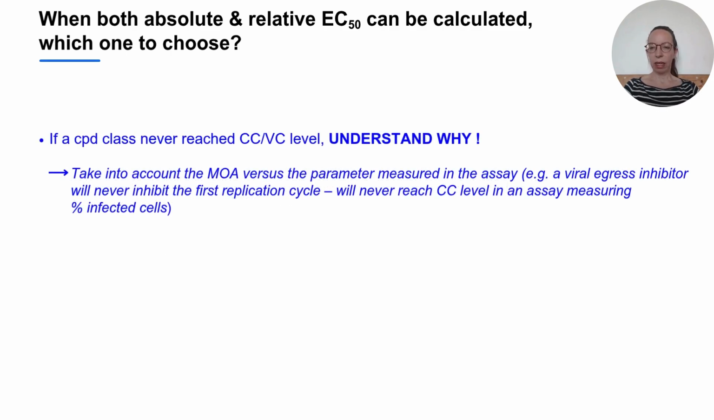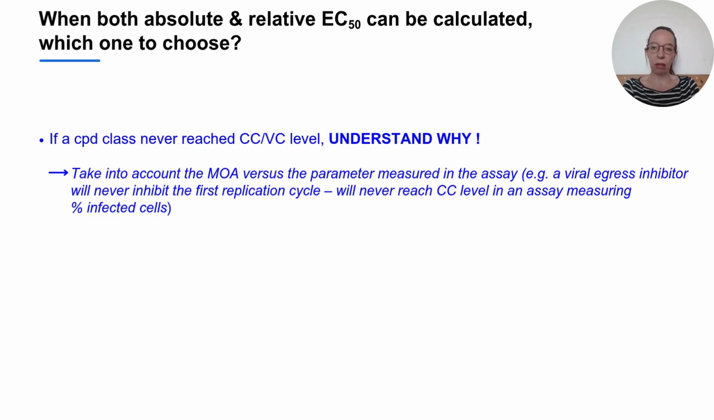If you really like a compound class, but this one never reaches CC or VC levels, so absolute 100% inhibition or absolute 0% inhibition, it is very important that you understand why. Don't just leave the discussion for later and really understand why. Why biologically that might be the case. And maybe it's a good thing, maybe it's a bad thing, but at least you need to know.